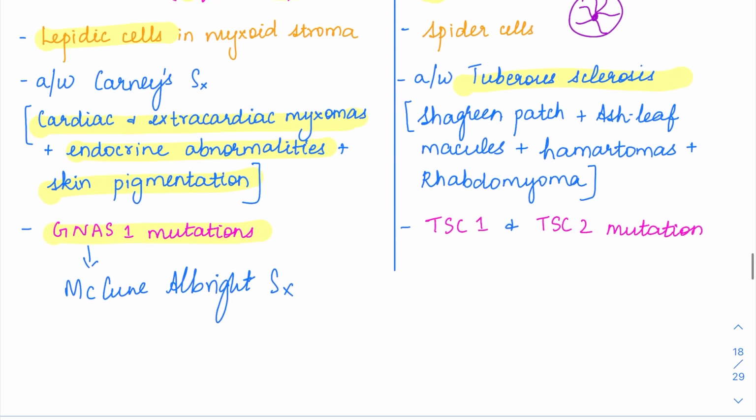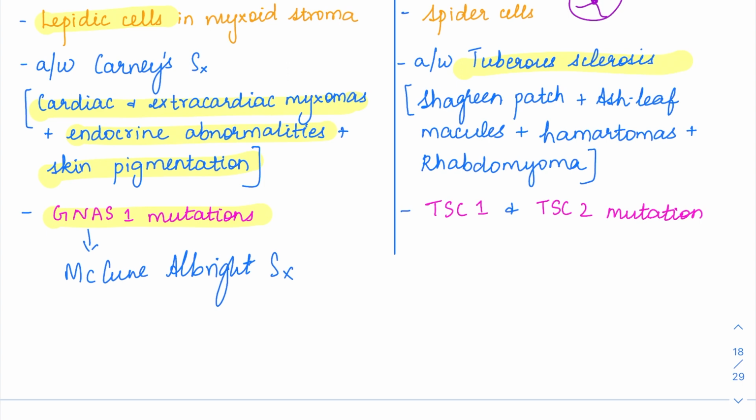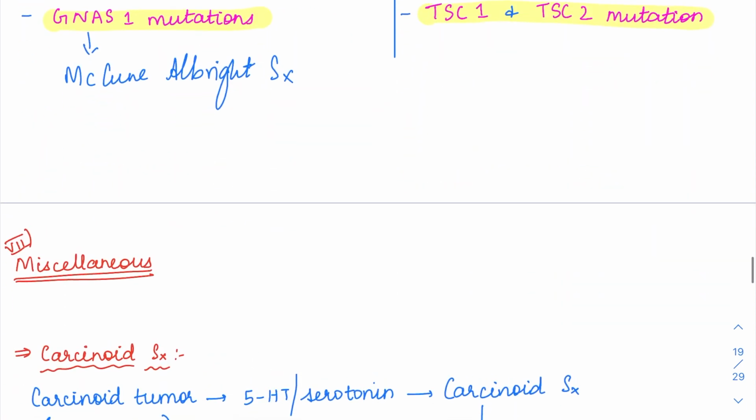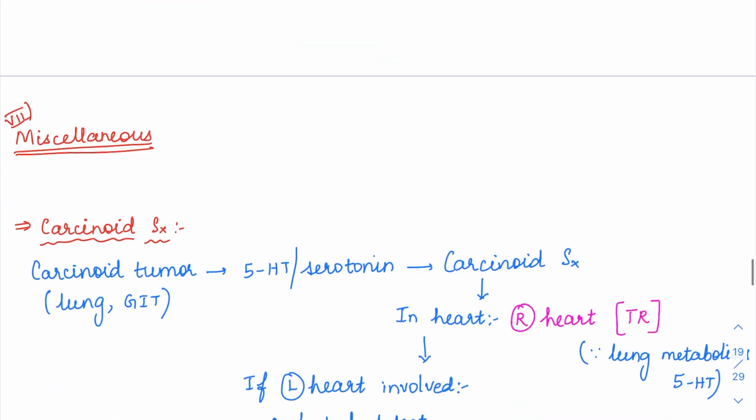Tuberous sclerosis is a neurocutaneous syndrome. Here you will have various features like shagreen patches, ash leaf macules, various hamartomas and various tumors. Like in the kidney, you can see angiomyolipoma. In the heart, you can see rhabdomyoma, and other than that, you can see various other glial tumors as well. So here the mutations associated will be TSC1 and TSC2. TSC stands for tuberous sclerosis. So tuberous sclerosis 1 and 2 mutations will be present in rhabdomyoma as well.